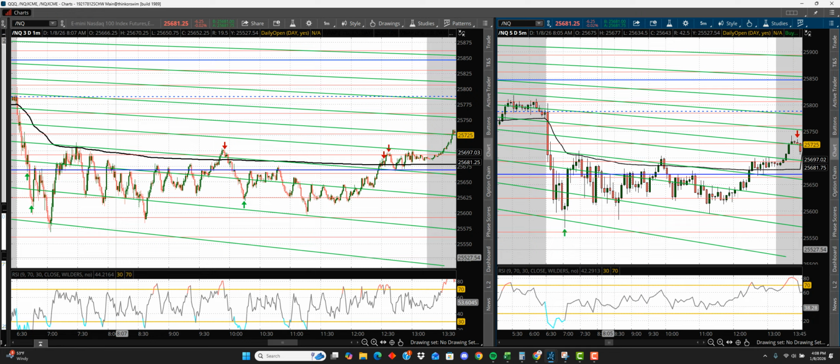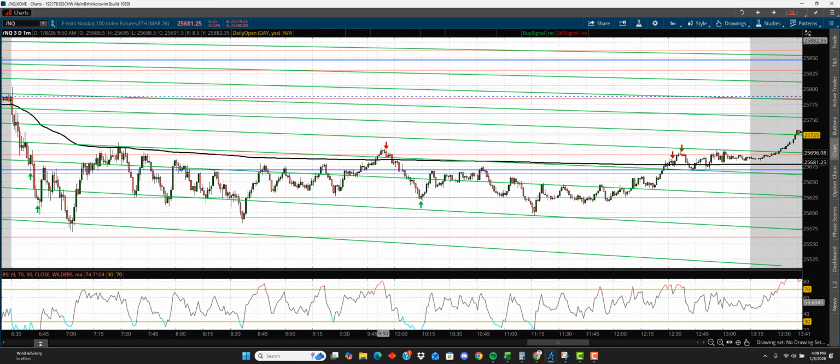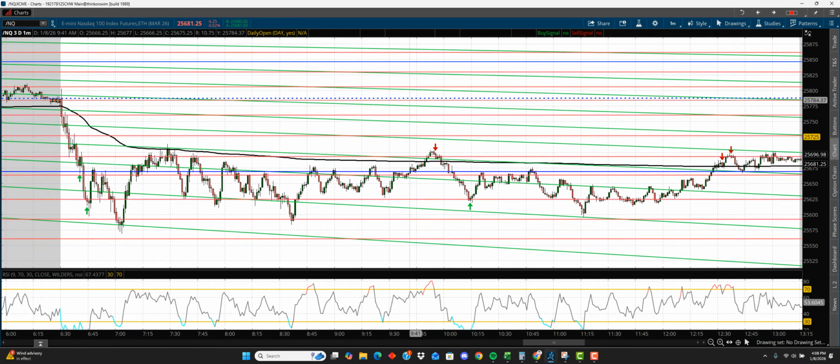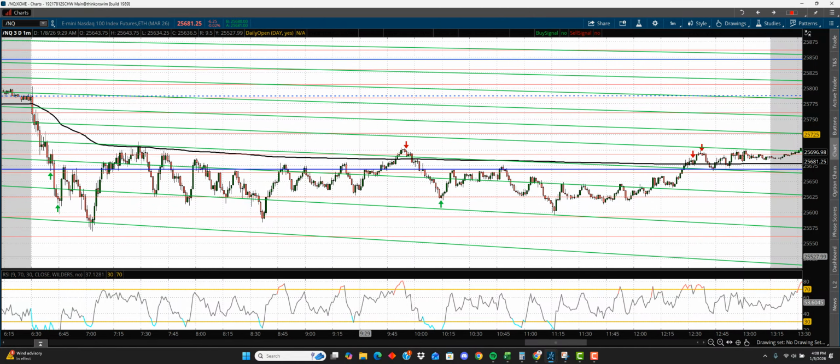So if we focus back on the 1 minute chart where we trade accordingly, let's look at the 1 minute chart here. Sorry, one sec. All right, so let's look at the 1 minute chart.